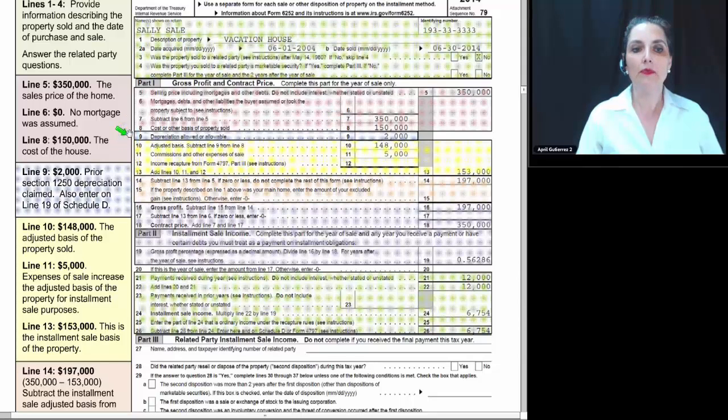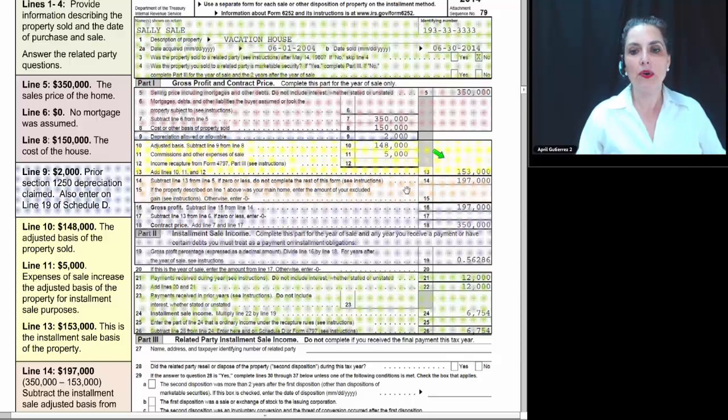On line 9, we show the amount of depreciation she previously claimed on that house, and that was $2,000. So her adjusted basis is going to be $150,000 minus $2,000, or $148,000. And then on line 8, we enter the selling expenses that she had, which totaled $5,000. On line 13, we enter $153,000 as the sum total of her adjusted basis plus the selling expenses.